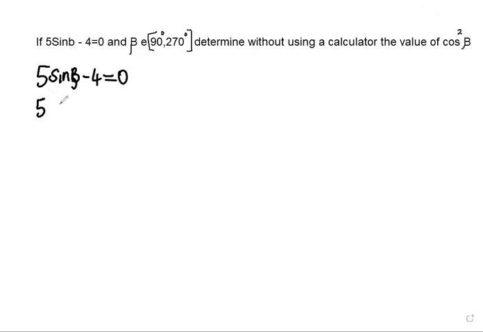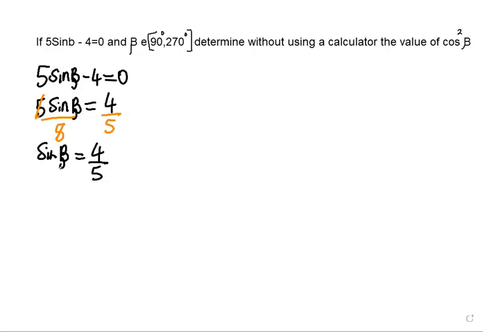Then that will be 5 sine beta. You take negative 4 to the other side, to now become positive 4. And then you're going to divide both sides by 5. Then 5 cancels 5. We are left with sine beta is equal to 4 over 5.